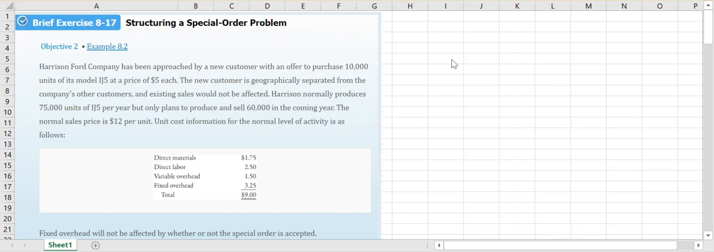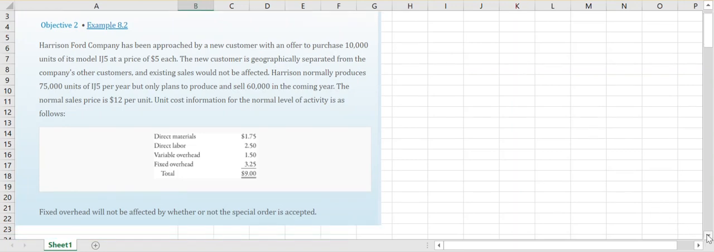The new customer is geographically separated from the company's other customers, and existing sales would not be affected. Harrison normally produces 75,000 units of IJ5 per year, but only plans to produce and sell 60,000 in the coming year. The normal sales price is $12 per unit, and unit cost information for the normal level of activity is as follows. And then they also tell us here at the bottom that the fixed overhead will not be affected by whether or not the special order is accepted.